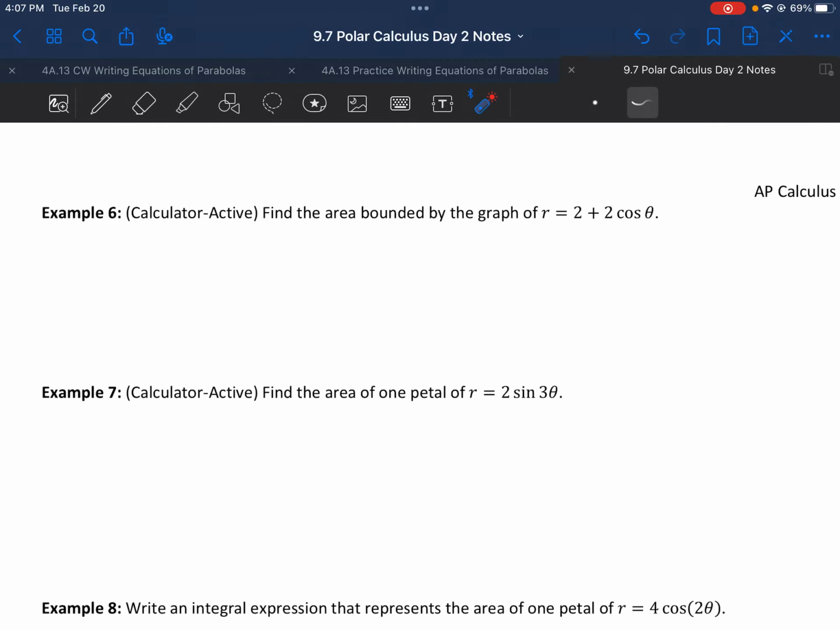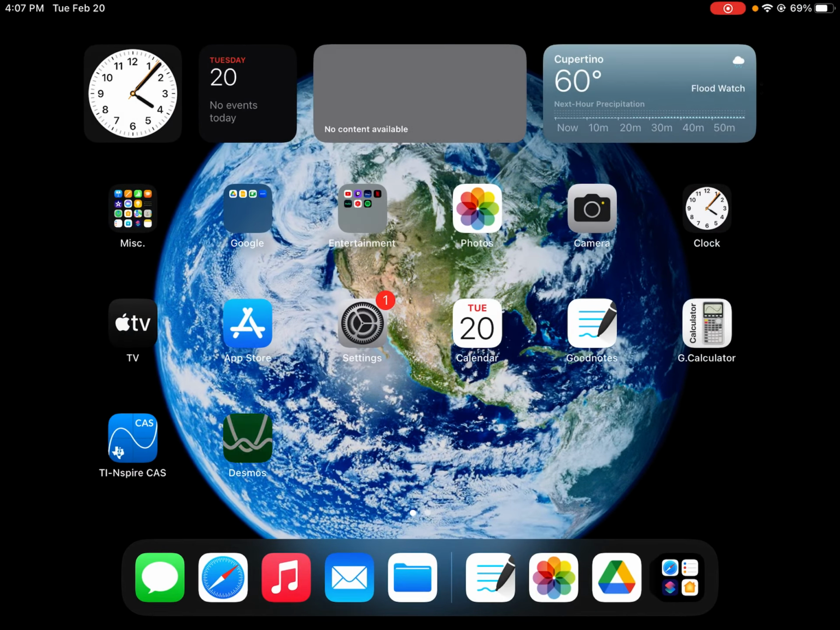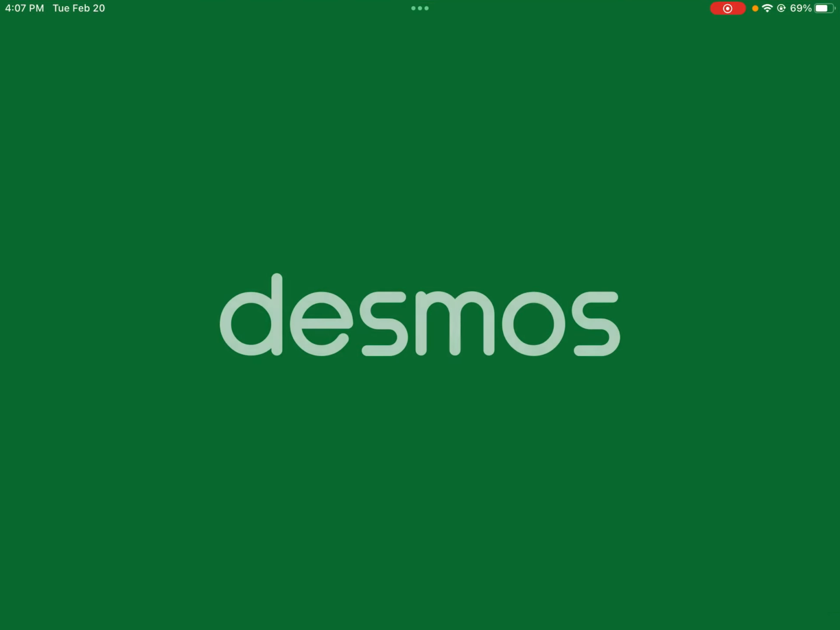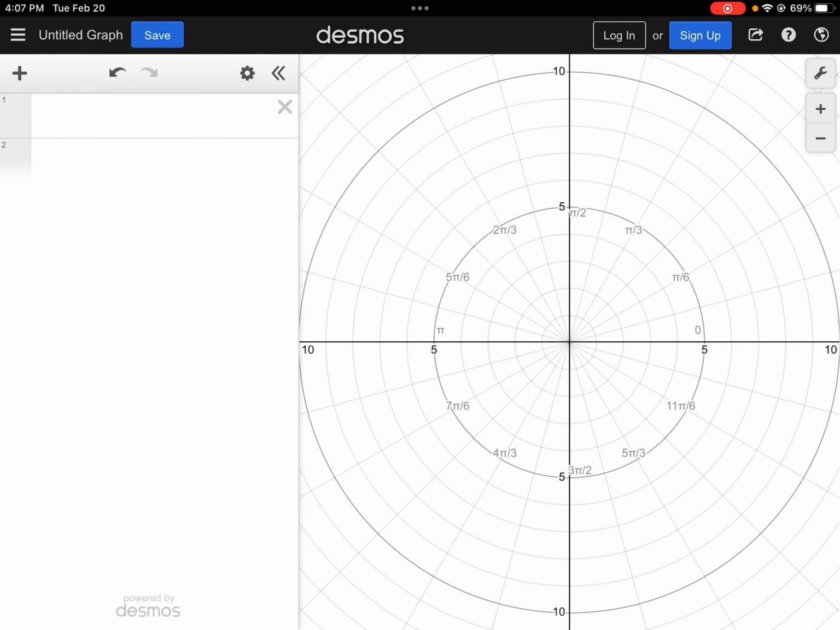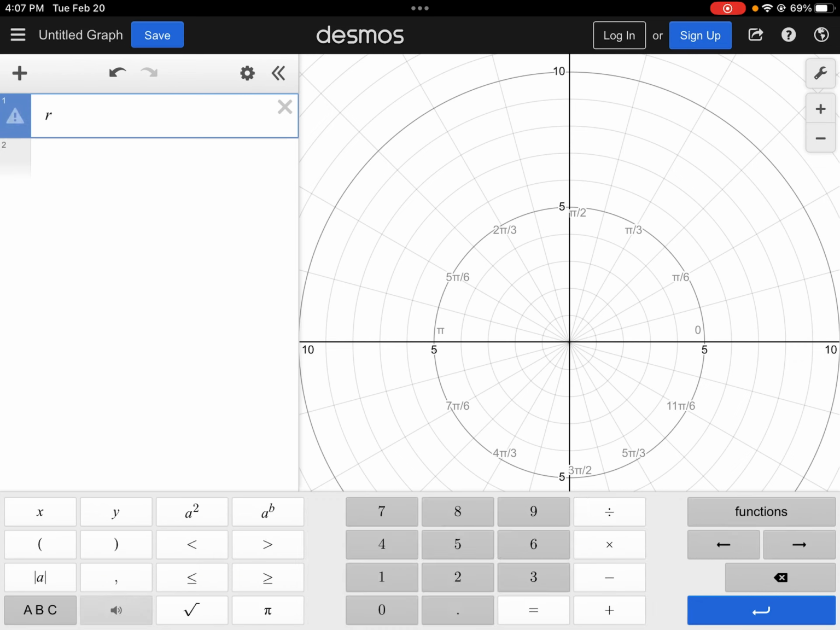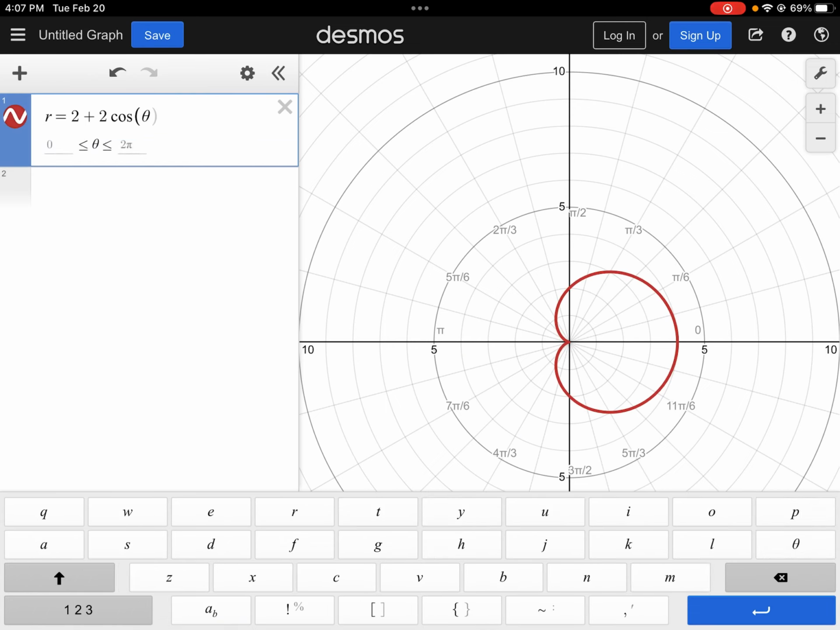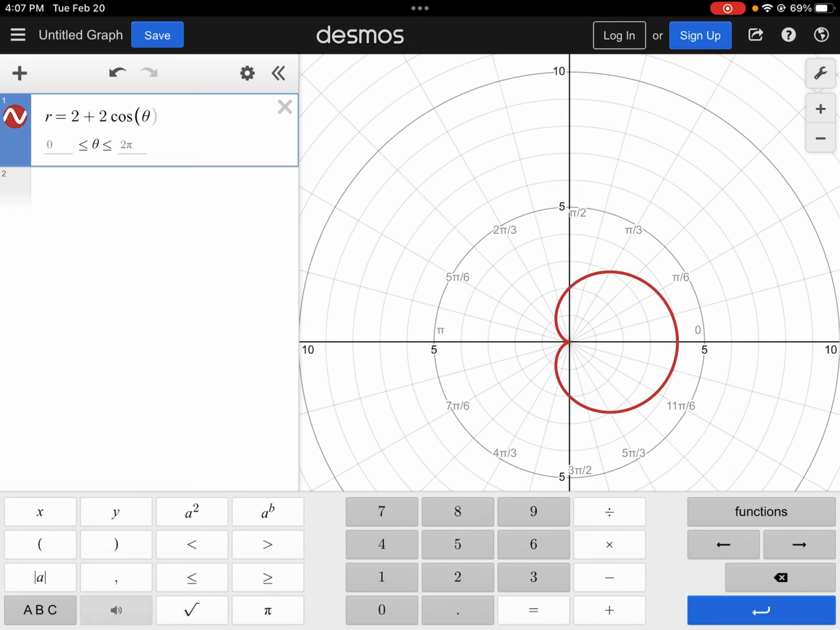But if we graph this, I'm going to use Desmos. I know that Desmos isn't allowed on the AP exam, but just for visual sake. So we have r equals 2 plus 2 cosine of theta. Notice that to generate this graph, we have to go from 0 to 2 pi. If I only go 0 to pi, for example, it's only going to generate half the graph. So I'm having to go the full 0 to 2 pi.